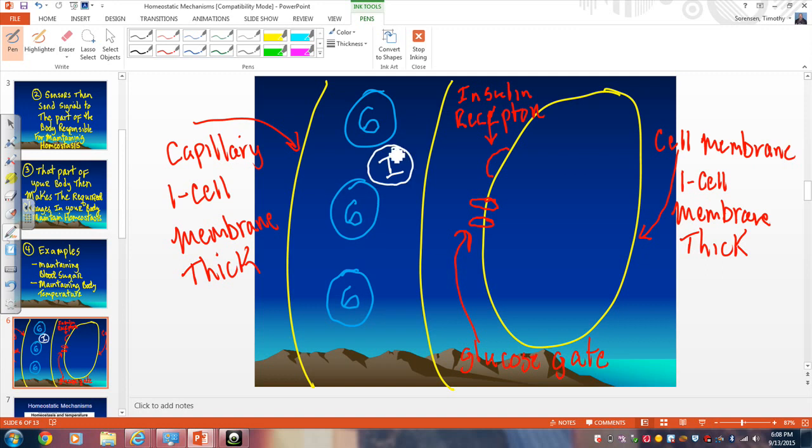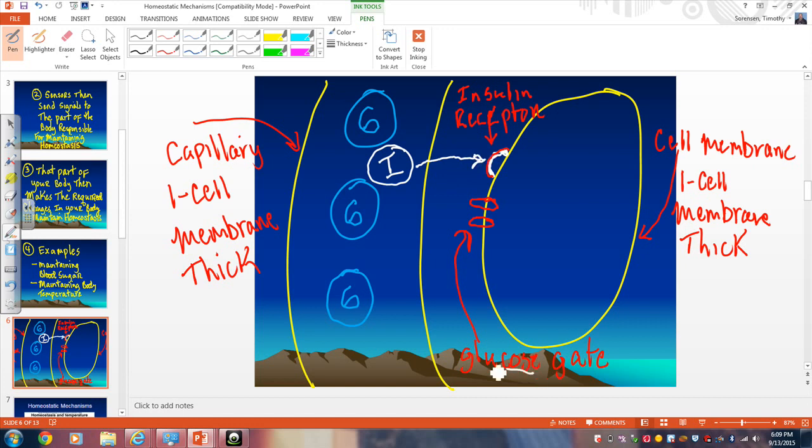So glucose is impermeable to the cell membrane. It cannot go from the blood into the cell. The only way it can go from the blood into the cell is if you have insulin and functioning insulin receptors, which are proteins embedded in all your cell membranes. So when insulin's around, and why was insulin around? Because your blood sugar was high. Insulin then is going to bind to a functioning insulin receptor on the cell membrane.